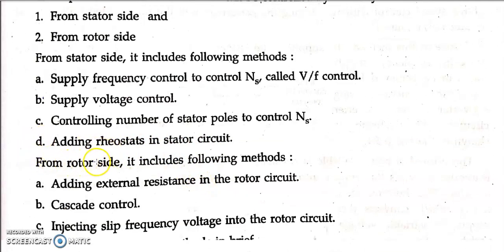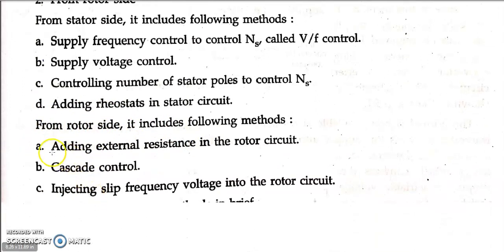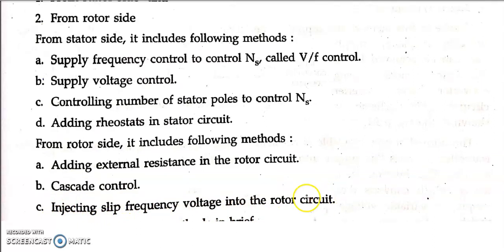And from the rotor side, we have three methods. Adding external resistance in the rotor circuit, which we have discussed before. The other one is cascade control. The other one is injecting slip frequency voltage into the rotor circuit. Out of these, we will be discussing A, B, D, as well as A, from the rotor side.